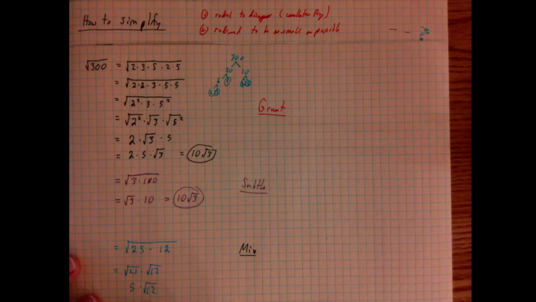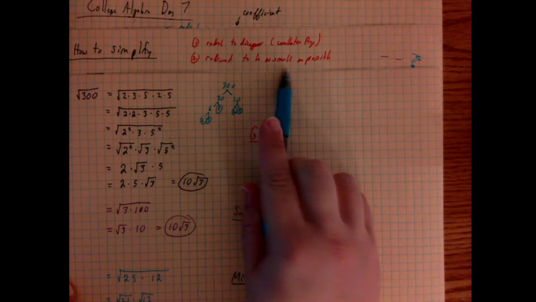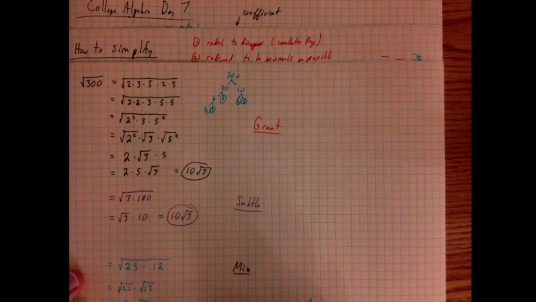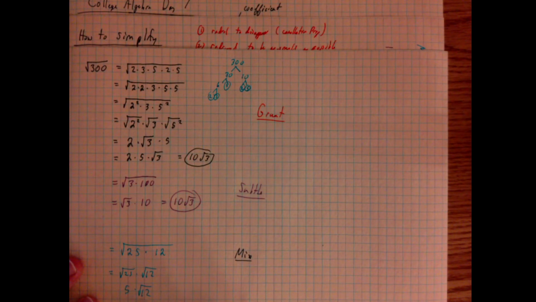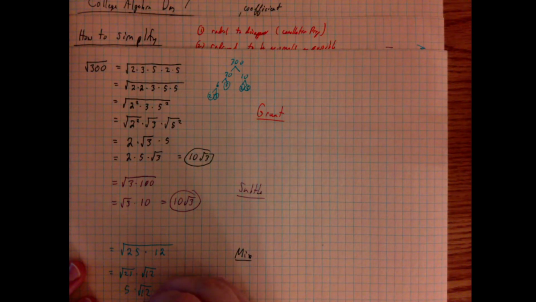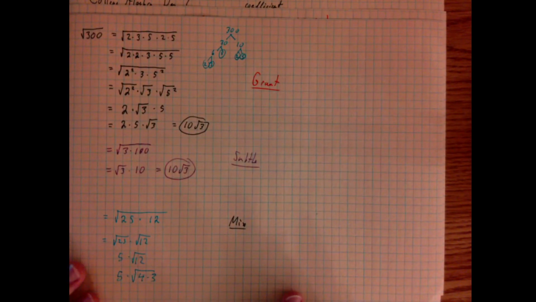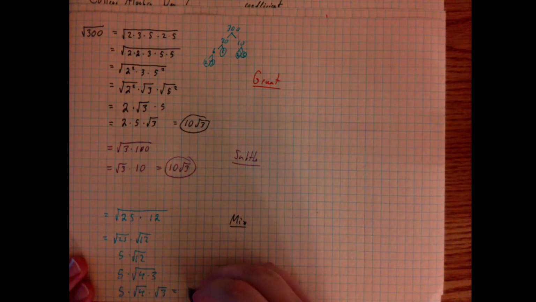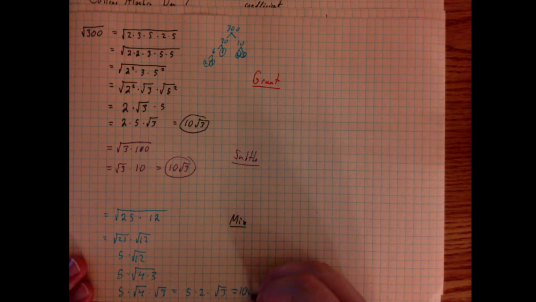The issue with this is that our goal is to get it to be the smallest possible value. It turns out 12 can be reduced. It can be brought lower, because 12 can be broken down into 4 and 3. And because it can be broken down into 4 and 3, we can break that down into 5 times the square root of 4 times the square root of 3, which becomes 5 times 2 times the square root of 3, which leads us right back into 10 square root of 3.